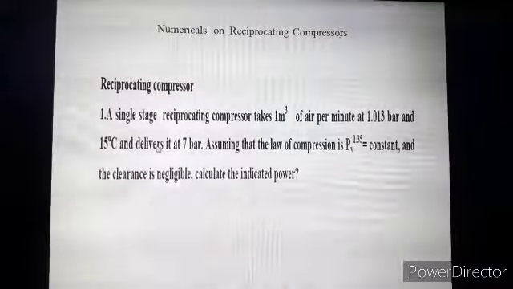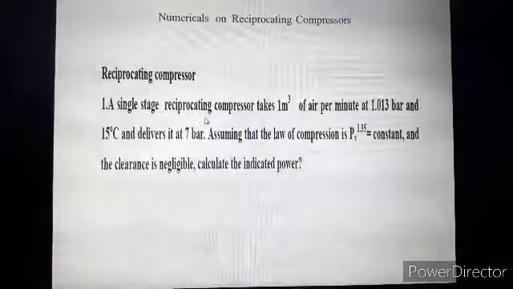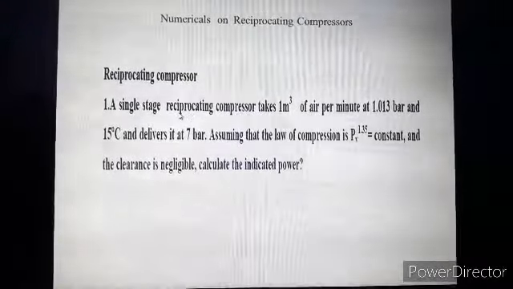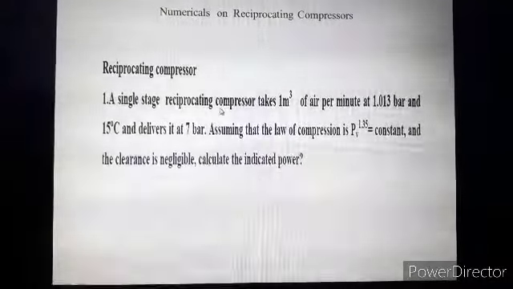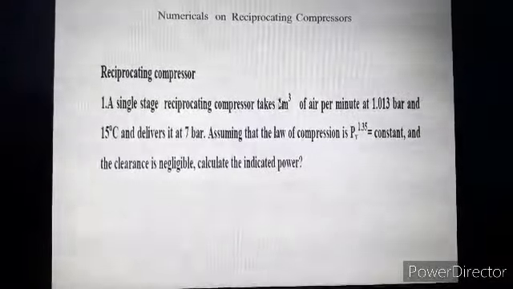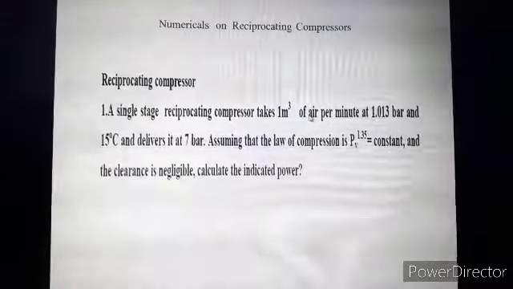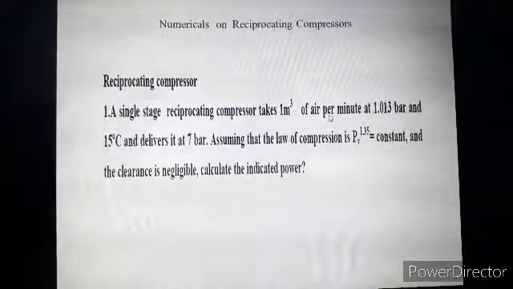Now first of all we have to discuss the data of the numerical, and then we will see how to solve it. The type of compressor is a reciprocating compressor, again a single stage reciprocating compressor. The volume of air that is handled is 1 meter cube of air per minute. So it is the volume V1, 1 meter cube per minute.